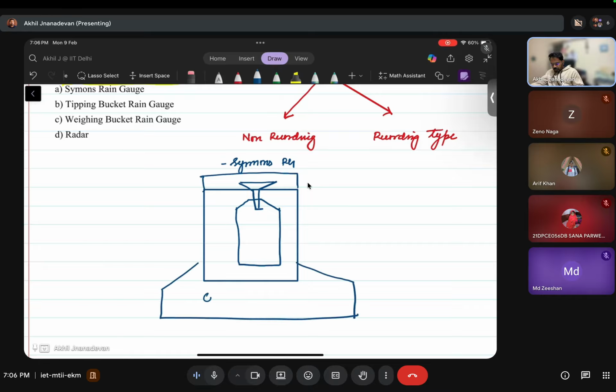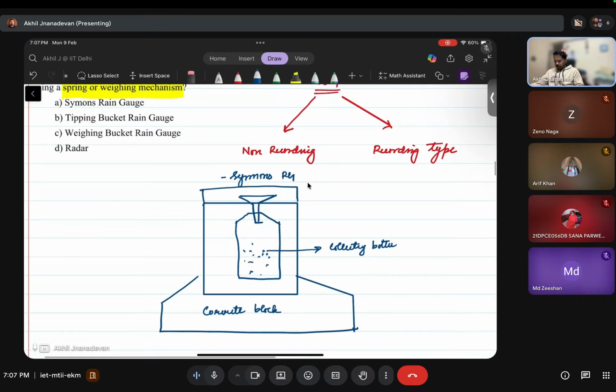So this is the concrete block, and water will be stored in this, and we have to go and measure how much water is getting stored in this collecting bottle. We call it a collecting bottle. So this is a simple Symons rain gauge.